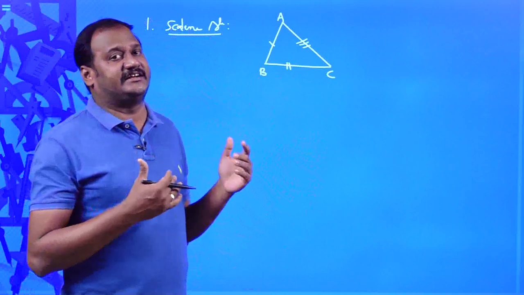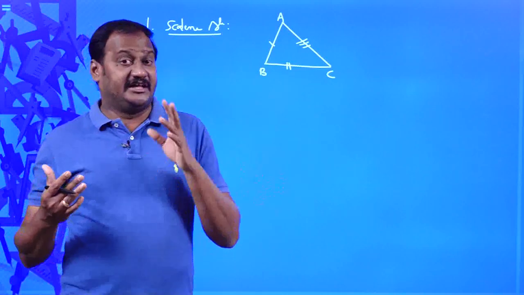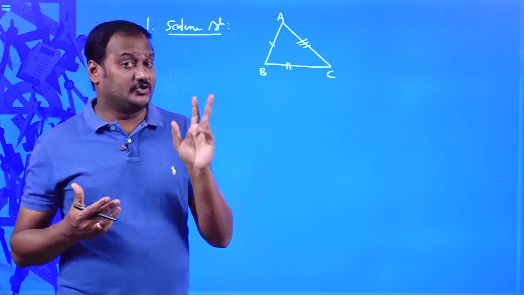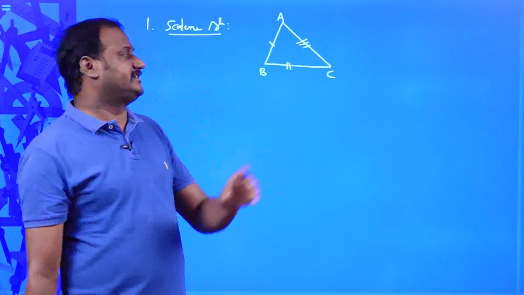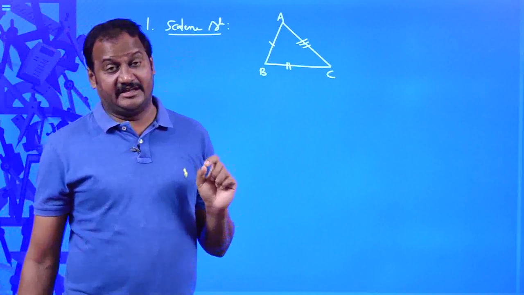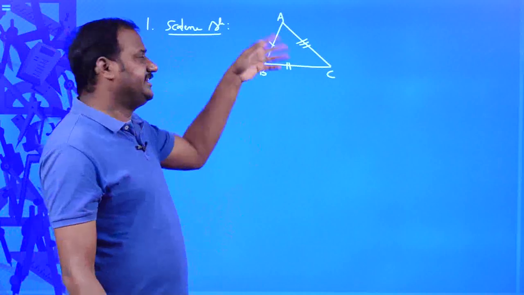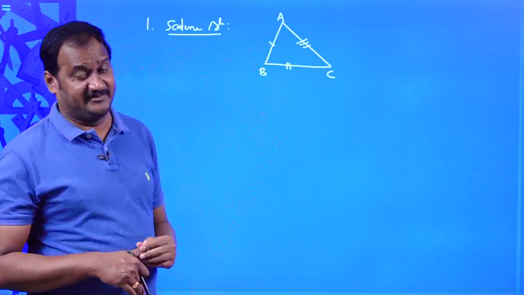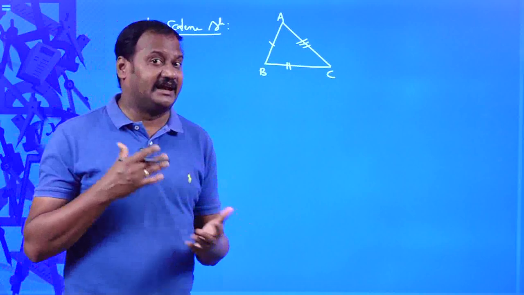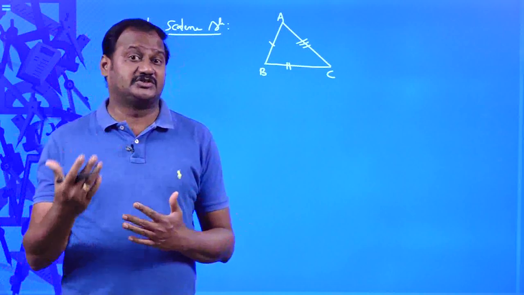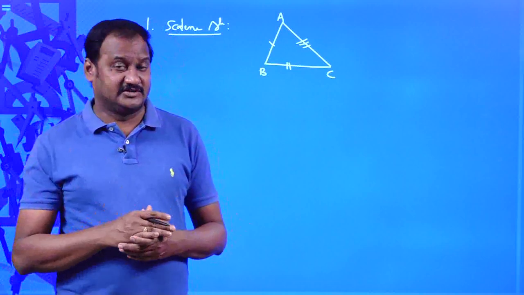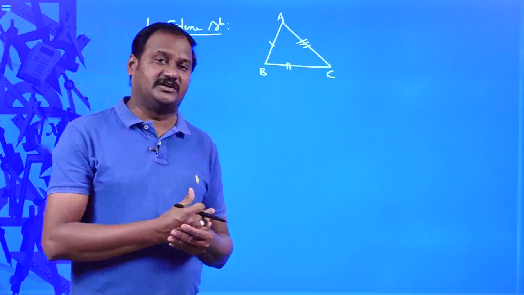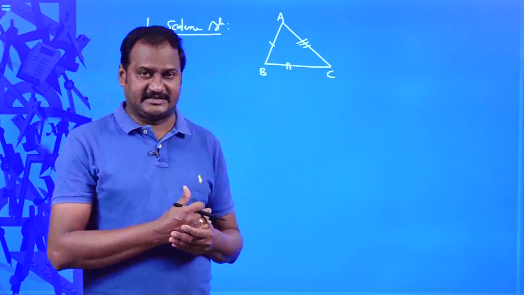But I just want to tell that definition in a different way: if no two sides are equal, then the triangle is said to be a scalene triangle. You can take any two sides, they must not be equal. You should follow the technical language which is used by the authors in the books. That is why I am telling you the definition this way. If no two sides are equal in a triangle, then the triangle is said to be a scalene triangle.